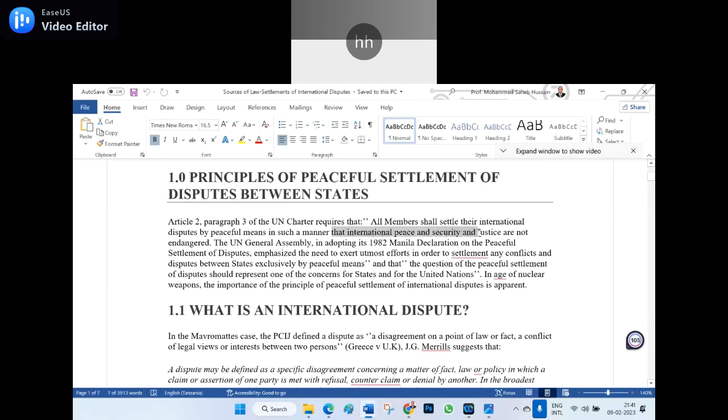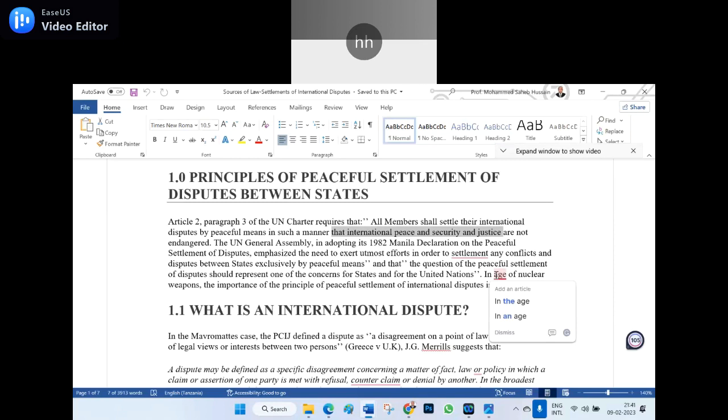What are the punch words? International peace and security and justice. No, we should not say the "and" two times. International peace, security and justice are not endangered. That is the punch word.